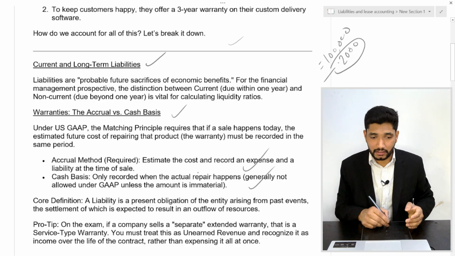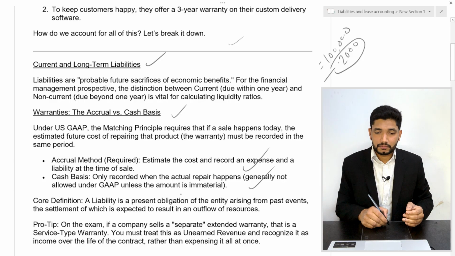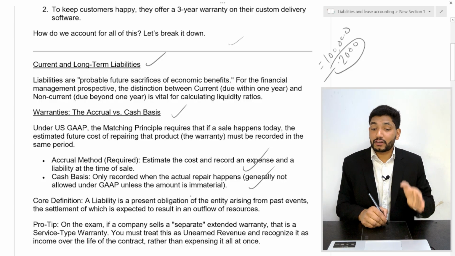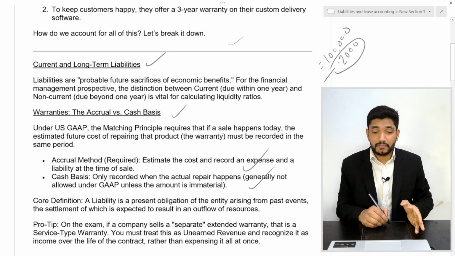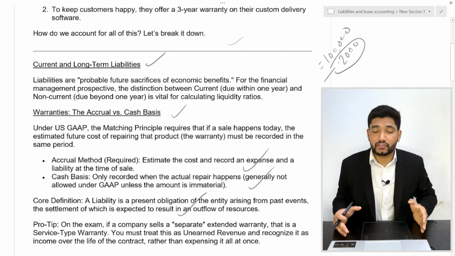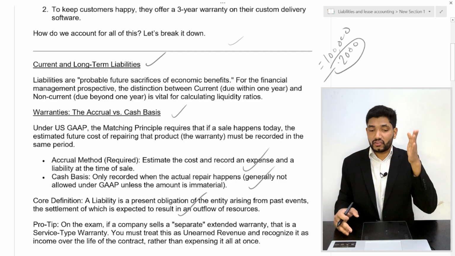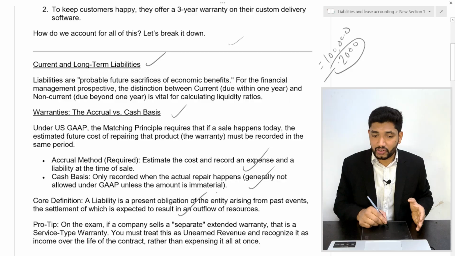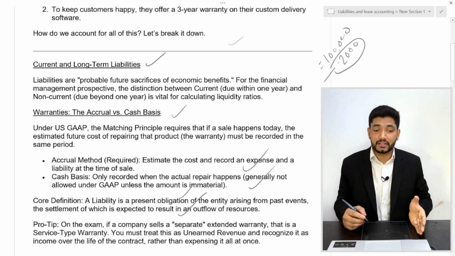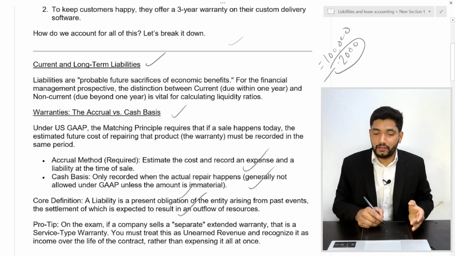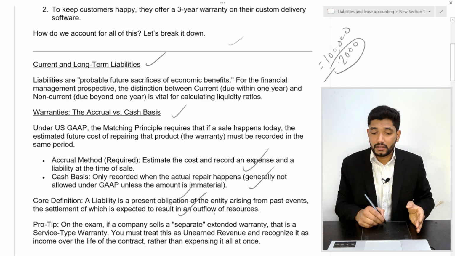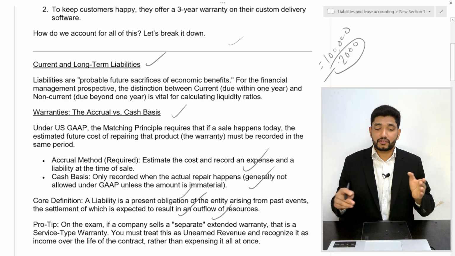This is the important point here. A liability is a present obligation of an entity arising from a past event, the settlement of which is expected to result in an outflow of resources, that is the liability. So, again when it comes to warranty also, this is the same definition. It is a present obligation of an entity arising from a past event, the settlement of which is expected to result in an outflow of the resources.